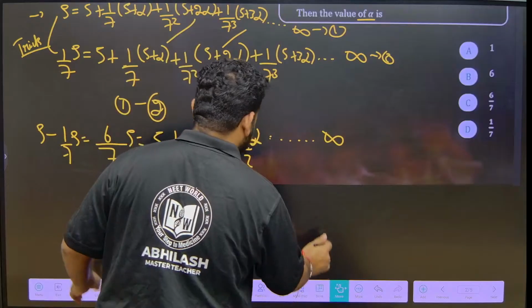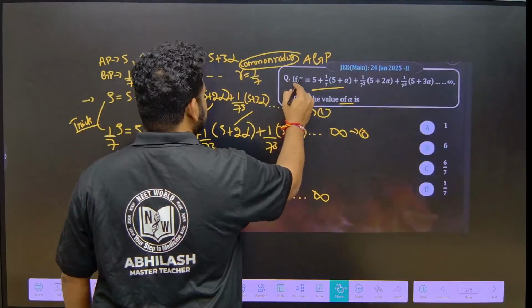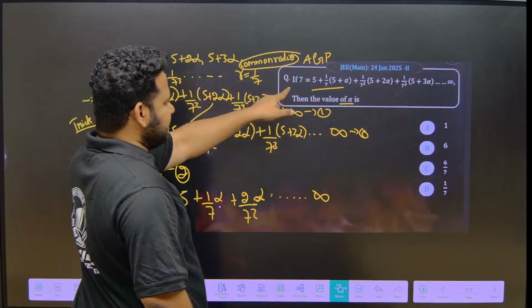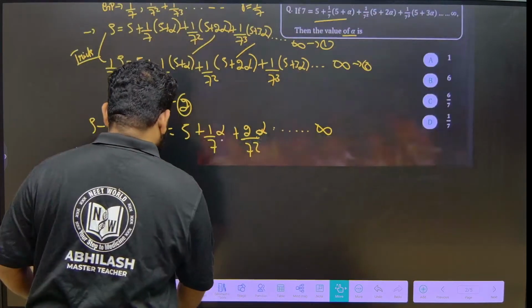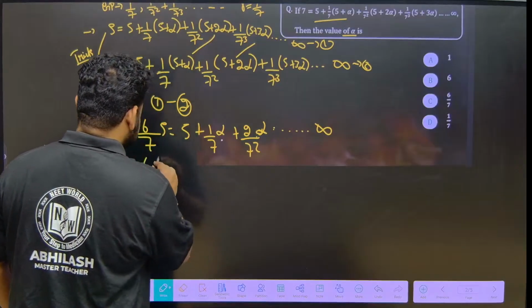See here in the question, what did we get? In the S here, I have directly taken it, but actually S value is 7. So let me put the value back. So this will become 6 by 7 times of S, and 6 by 7 times of S is 7.